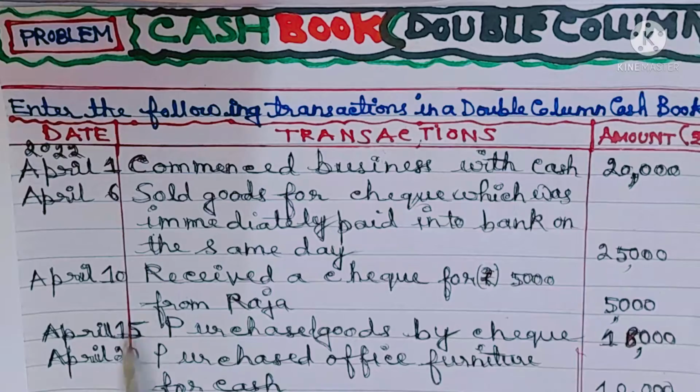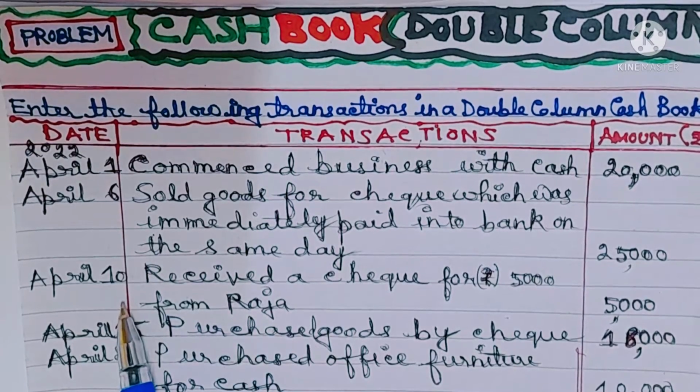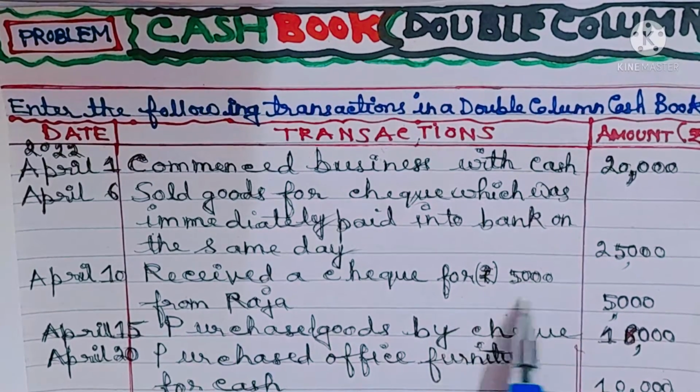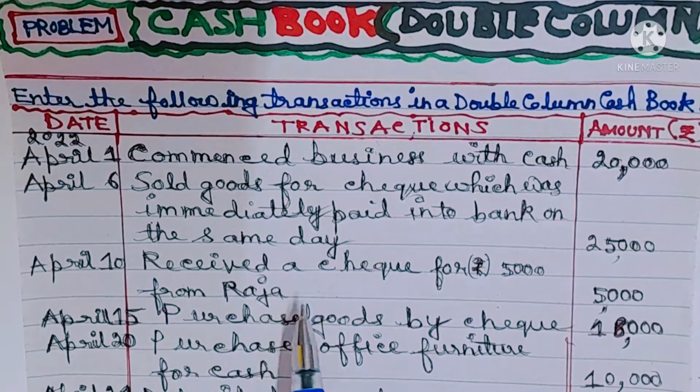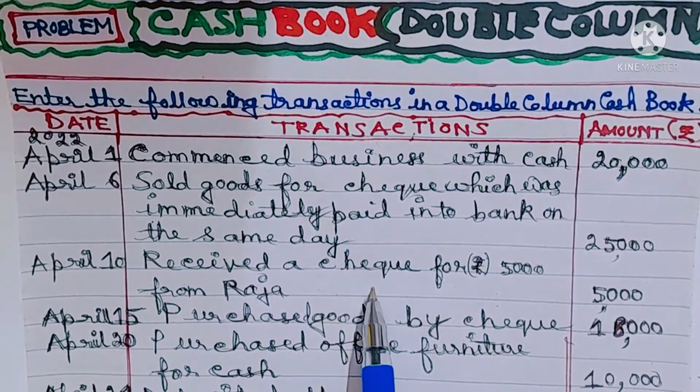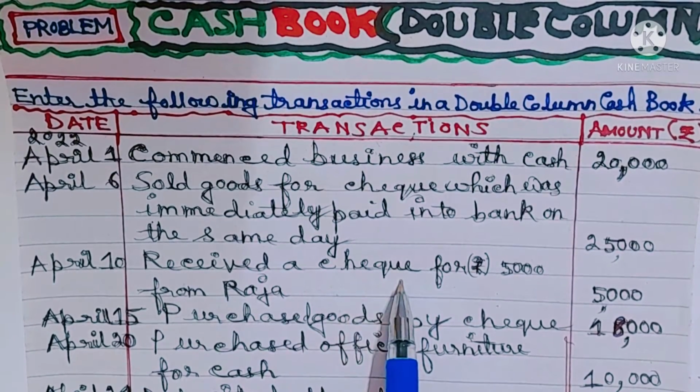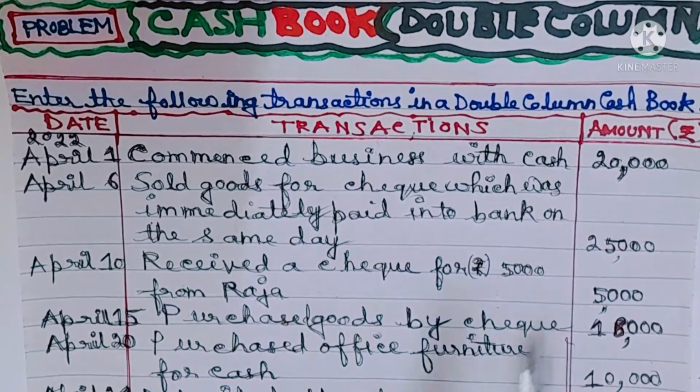The next transaction is on 10th April received a check for rupees 5,000 from Raja. But was it deposited in the bank? We don't know. If it had been deposited, what journal would we make? Bank account debit to Raja account 5,000.